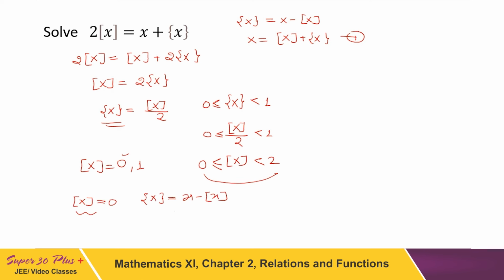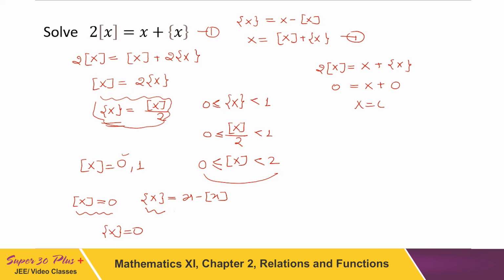Now if the greatest integer is 0, then what is the value of the fractional part of x? By this formula you can check it. If the greatest integer of x is 0, then the fractional part is equal to 0. Now using equation number 1, or your question, what is the value of x? 2 times the greatest integer of x is equal to x plus the fractional part of x. What is the value of this? This is 0 equals x plus 0. What is your x? x is 0. So one solution is x equals 0.